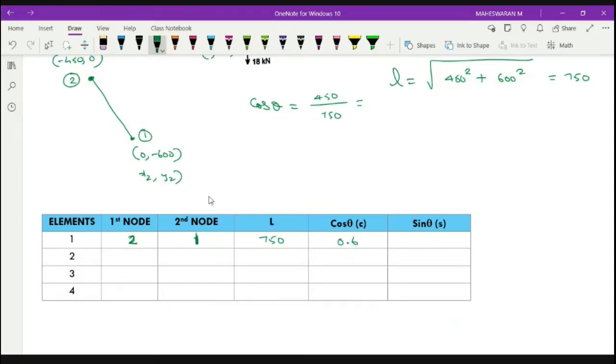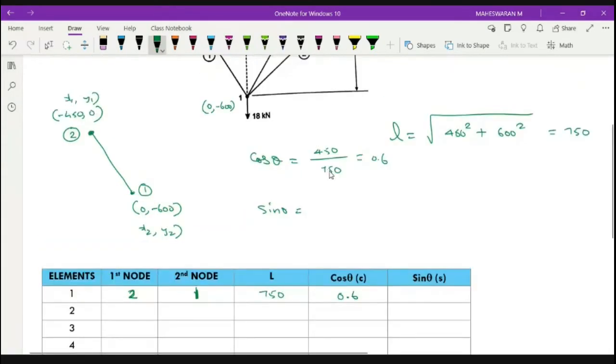Let us identify my sin theta. Sin theta is y2 minus y1 divided by L. So y2 is minus 600. Look here, minus 600 minus 0 divided by 750. So your sin theta is minus 0.8. So be careful with this: 0.8, minus 0.8.